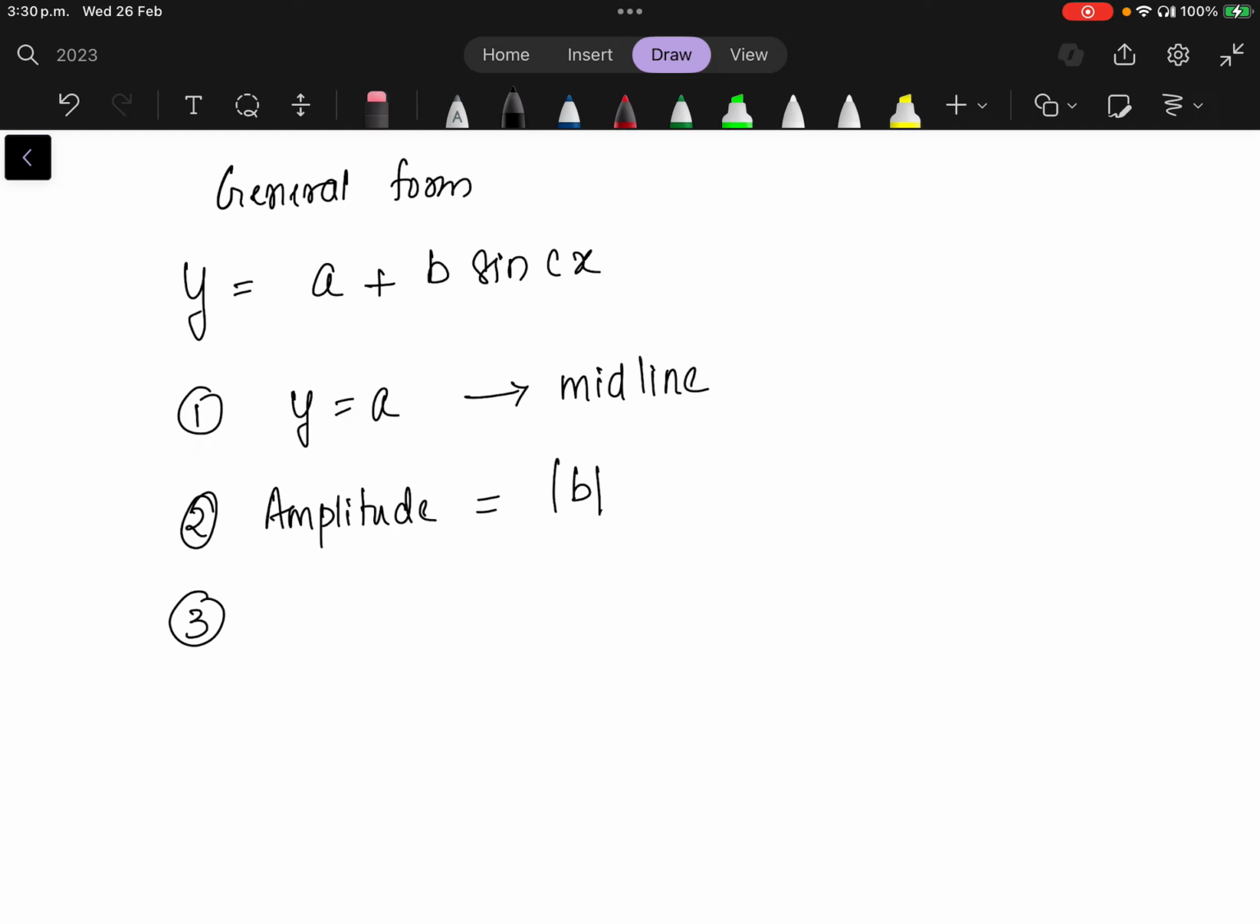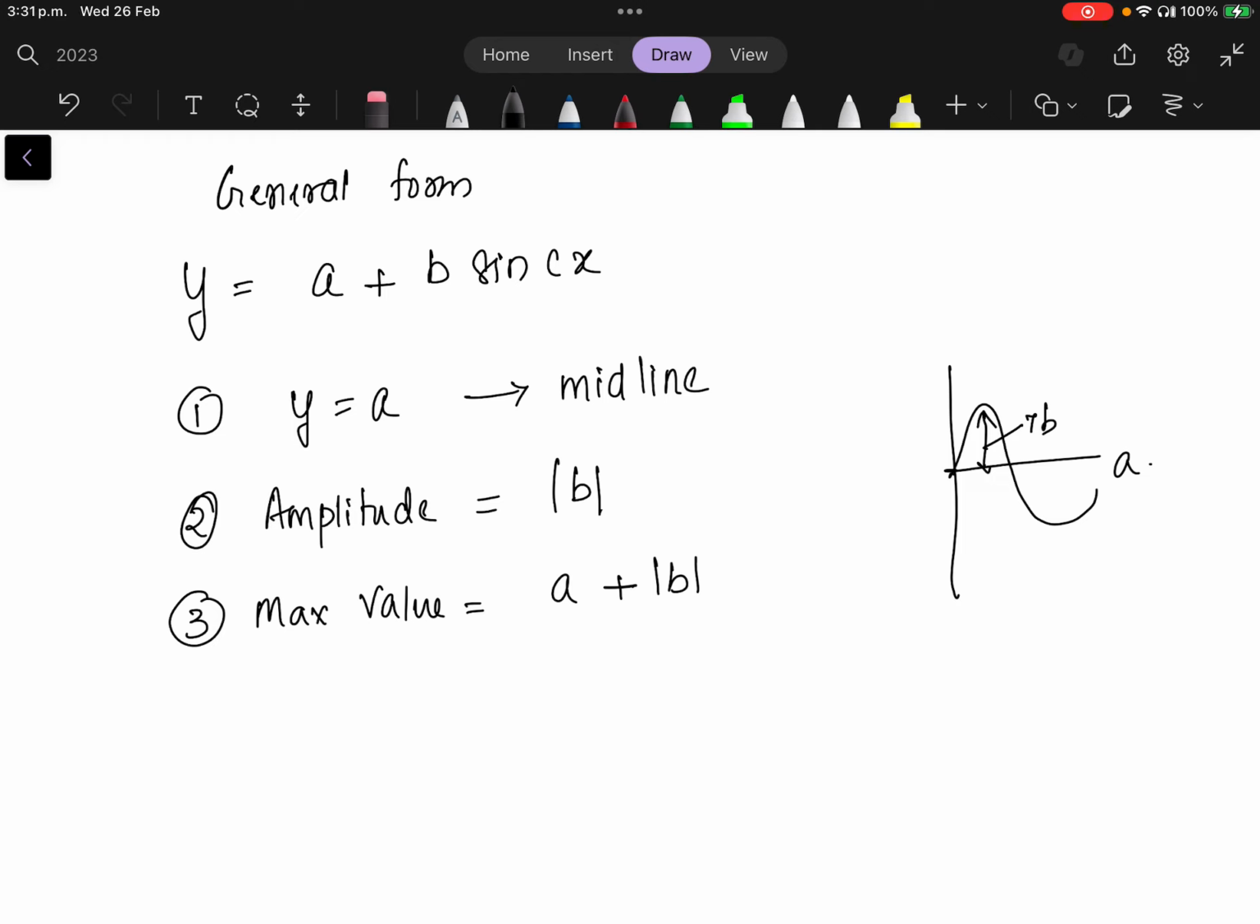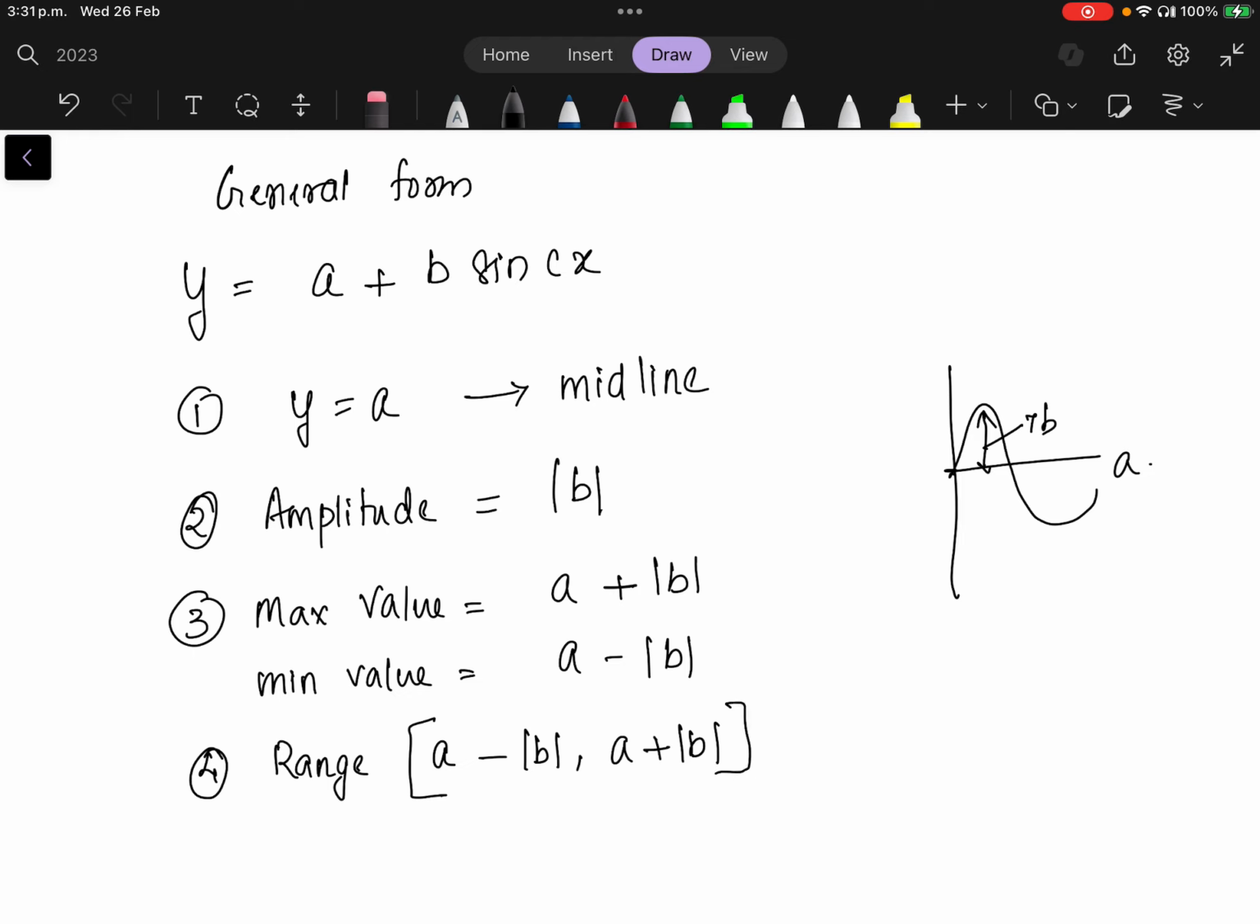The third is, the maximum value of the curve is a + modulus of b. Obviously the midline is a, y = a. So to find the maximum value, this is b. So the maximum value is a + modulus of b and the min value is equal to a - modulus of b. Then the fourth one is range, which is [a - modulus of b, a + modulus of b]. Range you always put in square brackets. So it is from the minimum value to the maximum value.